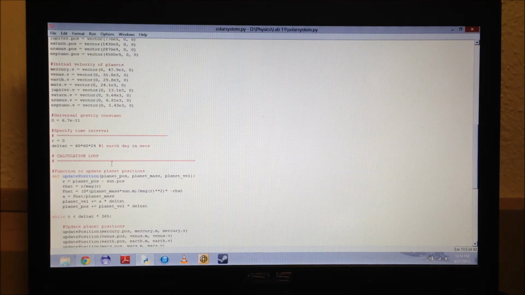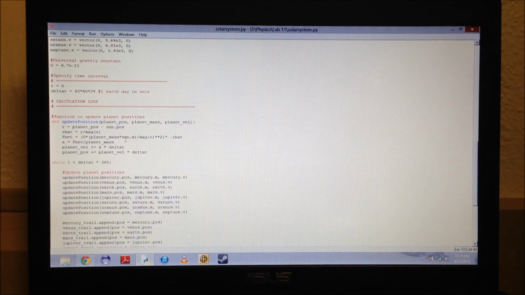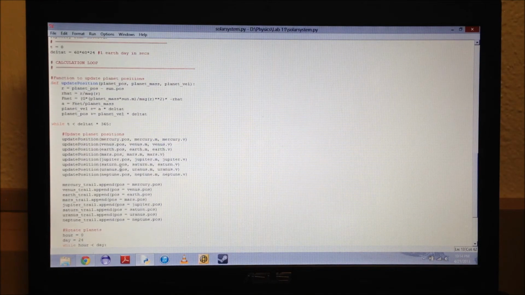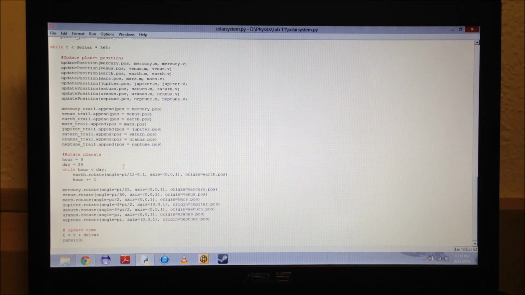Then we go into our loop, and delta t is set at 1 Earth day in seconds. For the loop, I created a function that updates the position of all the planets, and here's where I implement it. Everything is updated, and here's where I calculate the rotation of the planets. I mostly only focus on Earth, and Earth should be pretty accurate, where one complete rotation is 1 day. For the rest of the planets, most of the rotation is just relative to the Earth. It's not completely accurate because that would be too complicated. And finally, we update time.